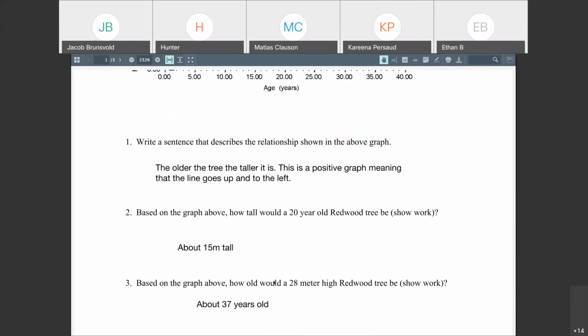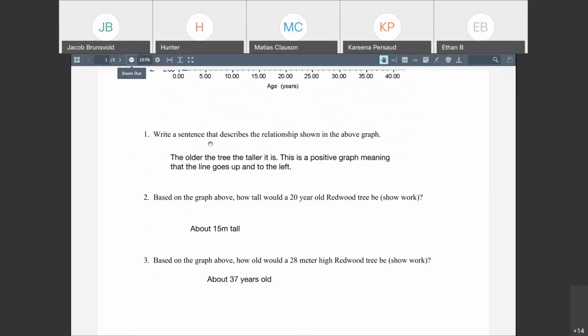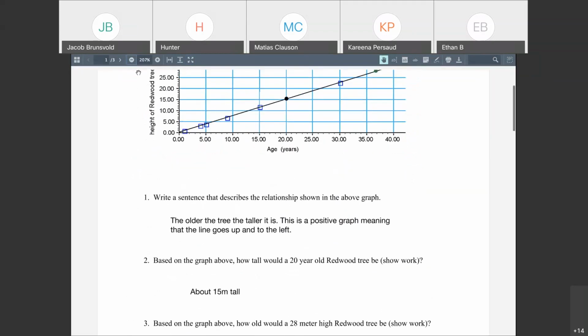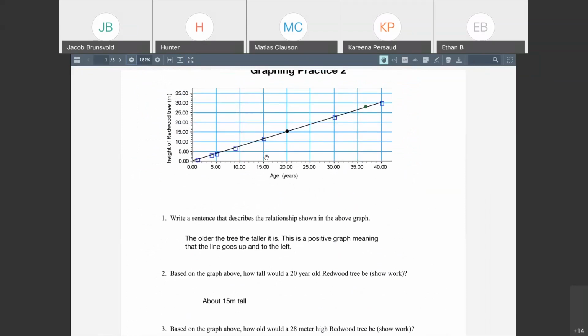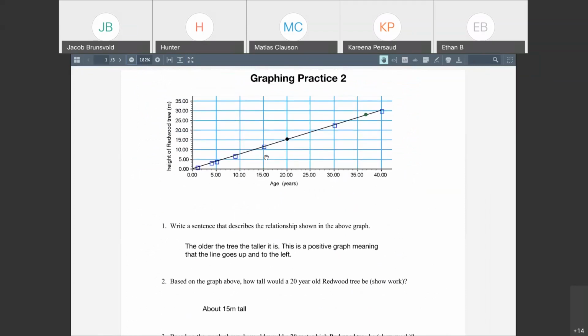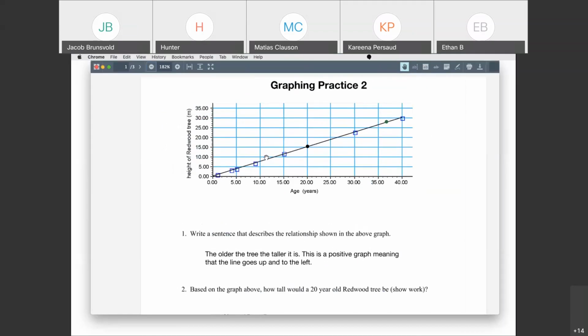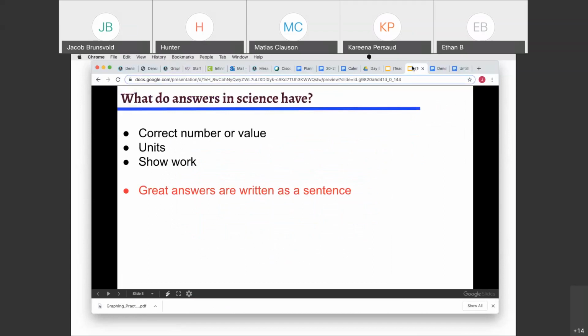Okay, so based on the graph above, how tall would a 20-year-old redwood tree be? And so let's zoom out a little bit so we can see the graph and your answer. Perfect. Okay, so now we can see the graph and your answer. So let's critique this. And again, I just want to quickly go back to this. What should a good answer in science have? It should have the correct number or value, should have units, and it should show work.